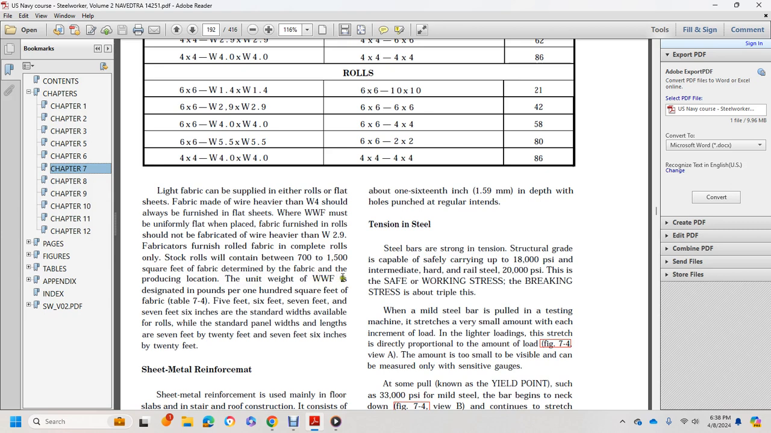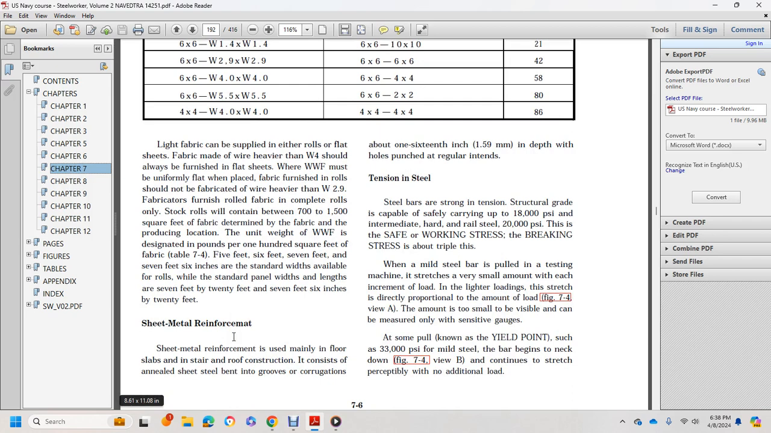The unit weight of WWF is designated in pounds per 100 square feet of fabric. 5 feet, 6 feet, 7 feet, 8 feet, and 7 feet 6 inches are standard widths available for rolls. Standard panel sizes are 7 feet by 20 feet and 7 feet 6 inches by 20 feet. Sheet metal reinforcement, usually used in floor slabs or stair and roof construction, consists of annealed sheet metal bent into grooves and corrugations about 1/16 of an inch deep, with holes punched at regular intervals.